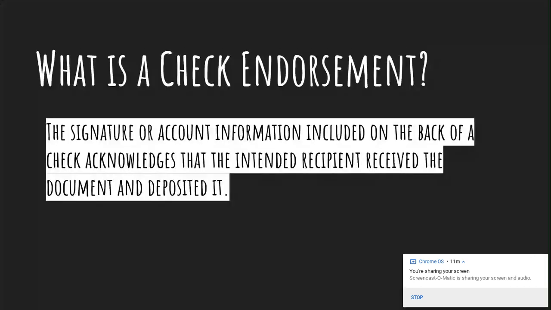Okay, so let's talk about check endorsements. A check endorsement, by definition, is the signature or account information included on the back of a check that acknowledges that the intended recipient received the document and deposited it. So I wrote a check to Sue example. Sue got that check and she's depositing it into her account. So Sue signs the back of the check and deposits it into her account. That way the bank knows that Sue got it and deposited it.